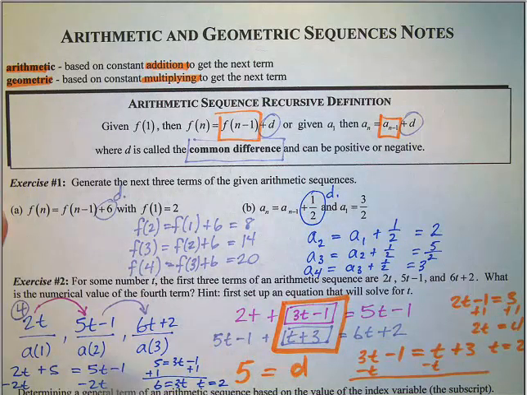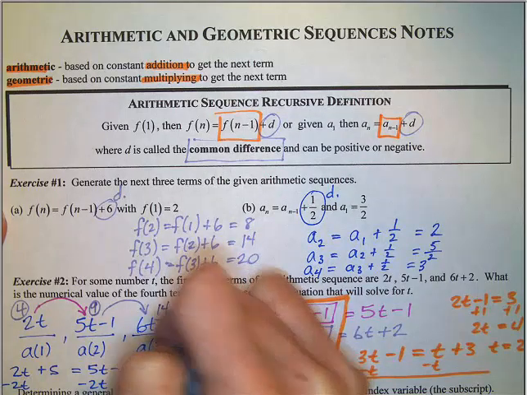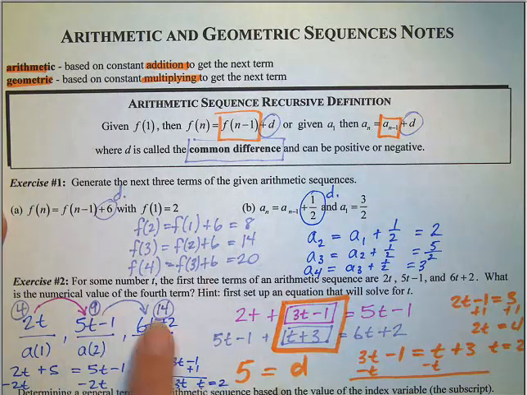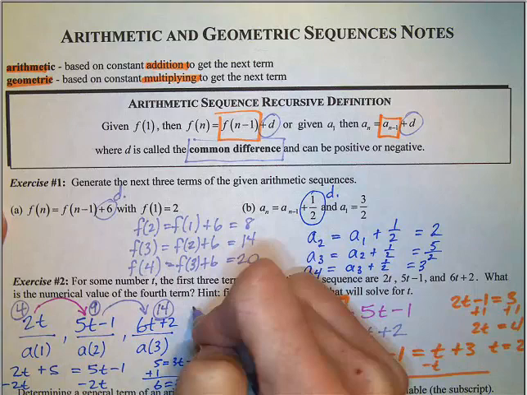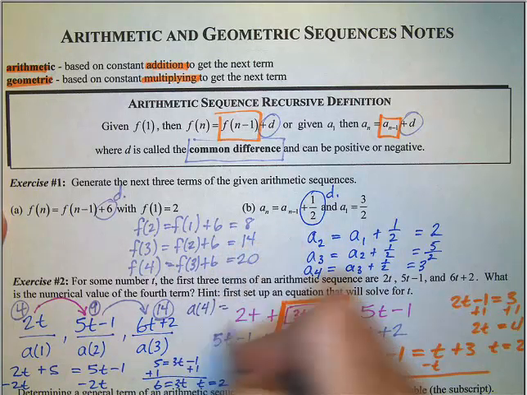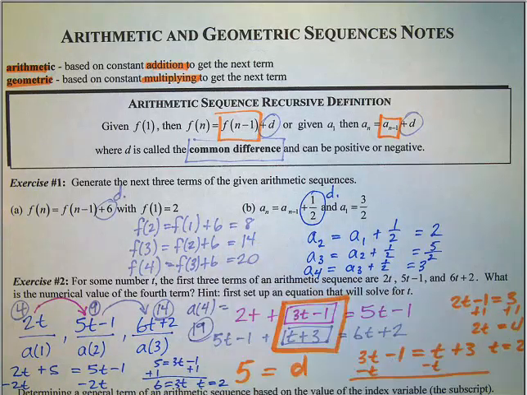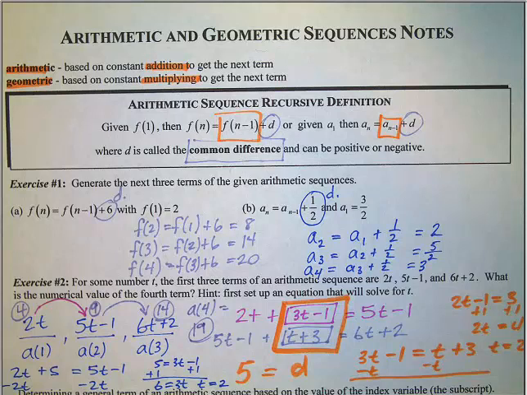5 times 2 minus 1 is 9. 6 times 2 is 12 plus 2 is 14. Notice, what's our common difference? Our 5. So what's a of 4? Well, if you add 5, you get 19. So hopefully you listened and could follow all of that. It wasn't easy. If you find an easier way, share it with me in class.